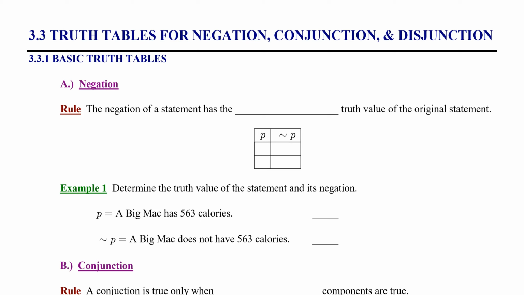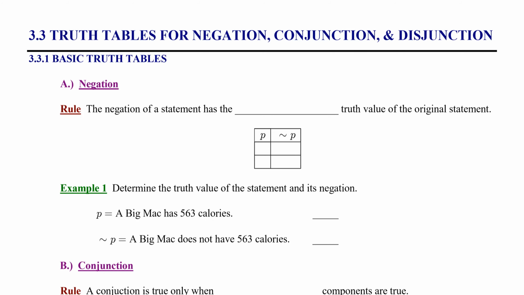Truth tables allow us to explore all possible truth values of the simple statements and how they bear meaning on the truth value of the compound statement. So in section 3.3, we will build truth tables for the negation, conjunction, and disjunction. And then in section 3.4, we'll consider the conditional and biconditional. Let's begin with some basic truth tables.